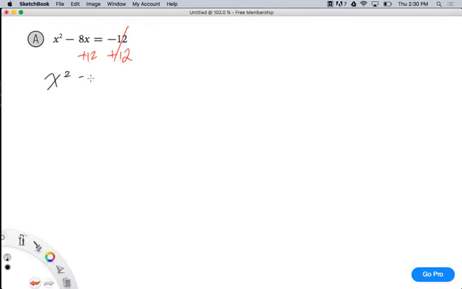x squared minus 8x plus 12 equals 0. x squared minus 8x plus 12 equals 0.